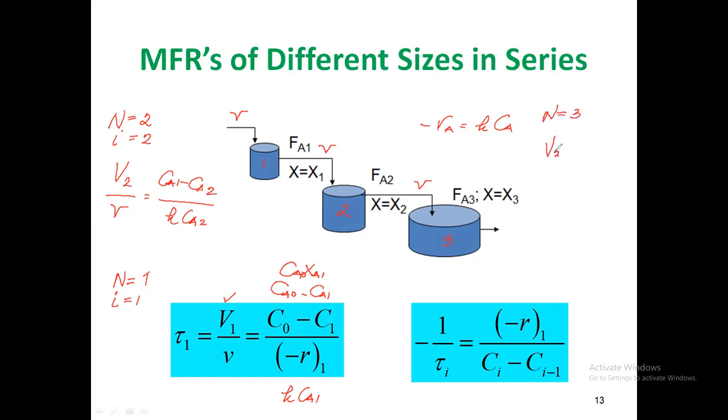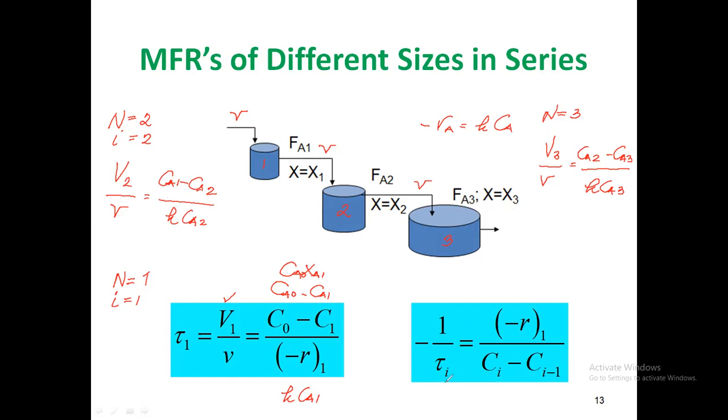That would be V3 divided by the volumetric flow rate. This time, you will have CA2 minus CA3. And the rate law is the same in form, but the rate would be written differently. So it's different from this one. So it's kCA2 for tank 2, kCA1 for tank 1, and now it's kCA3 for tank 3. Now, this one is just the reciprocal of this, but written specifically in terms of the ith reactor. So that's the one that I'm writing in here.